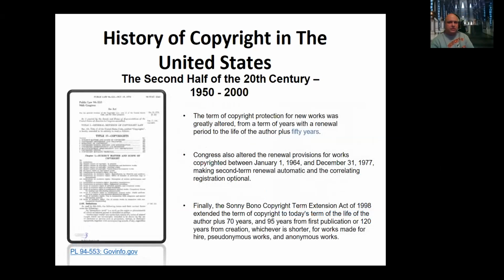So what are some of the things that we see that came with that new change in the law? This is when we see the term limits for renewal, period of life, author plus 50 years. We start to see Congress has altered the renewal process for works copyrighted between 64 and 77. So again, that was that gray area where they fell under the previous law, and they modified it.